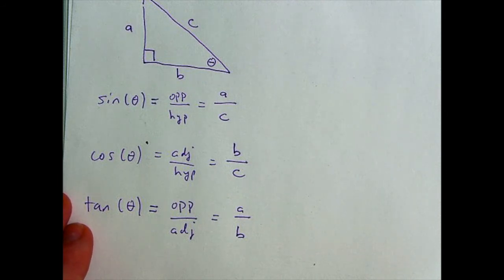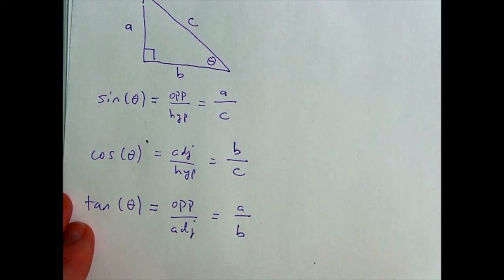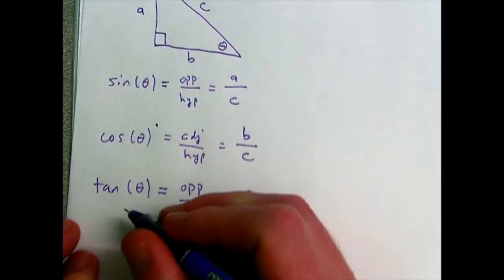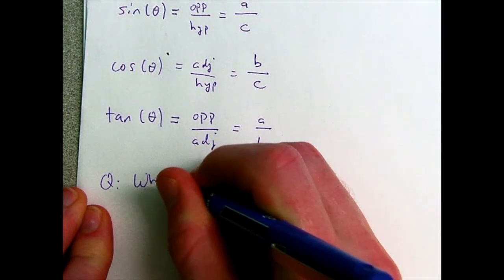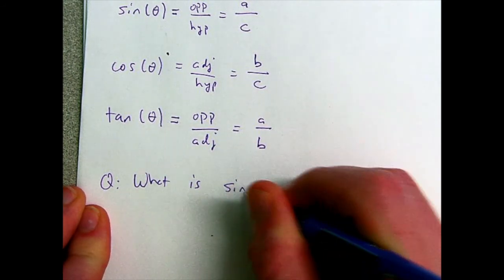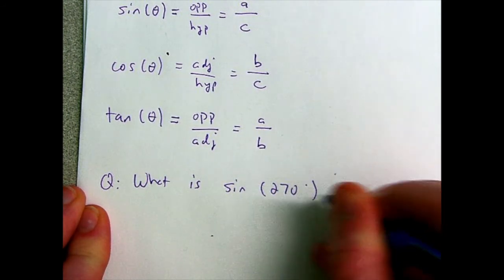Now, what I'm going to do today is redefine these trig functions in a different way that doesn't use triangles and instead uses something called the unit circle. So first of all, I want to start with a motivating question. So here's a question. What is the sine of 270 degrees?